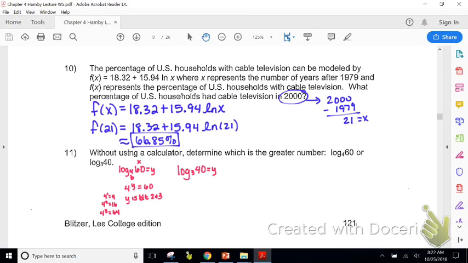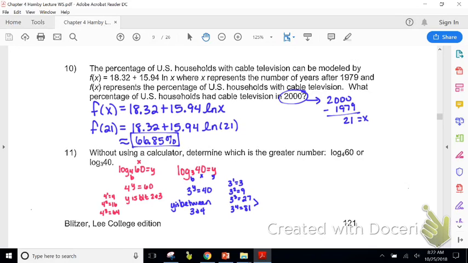Well, let's try the other one. So log base b of x equals my y. So b to the y equals x. Let's see, 3 to the first is 3. 3 squared is 9. 3 cubed is 27. 3 to the fourth is 81. So this one, 40 is somewhere between 3 and 4, isn't it? Oops, y is between 3 and 4.